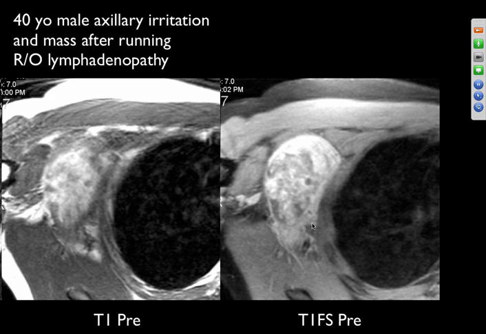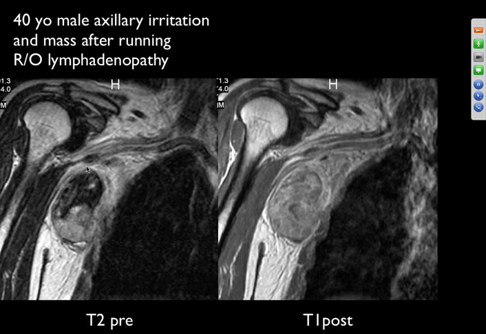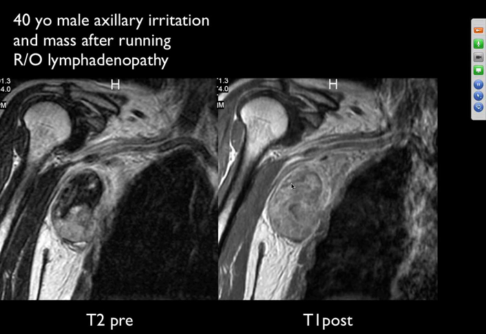On the T1 post, well, let's see. Here's the T1 pre. Notice it's bright. That's T1 fat sat pre, which made us think that there may be some elements in it that shorten the T1 time. There's a little bit of inhomogeneous enhancement, but not a lot. But there were areas that were pretty low in signal intensity on the T2. So it really didn't look like the high signal was from fat.